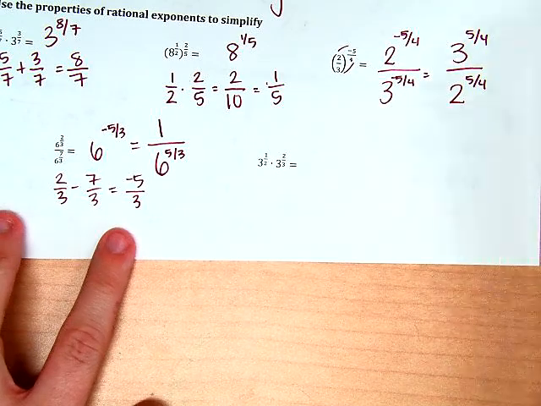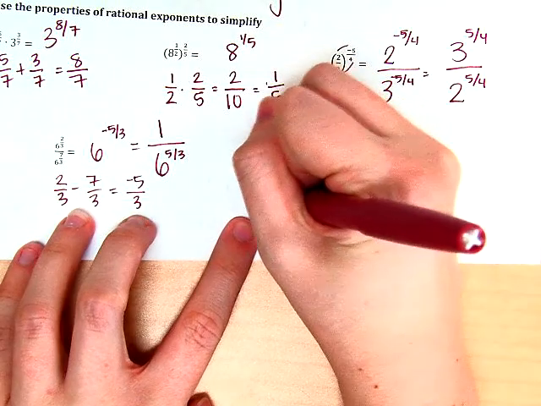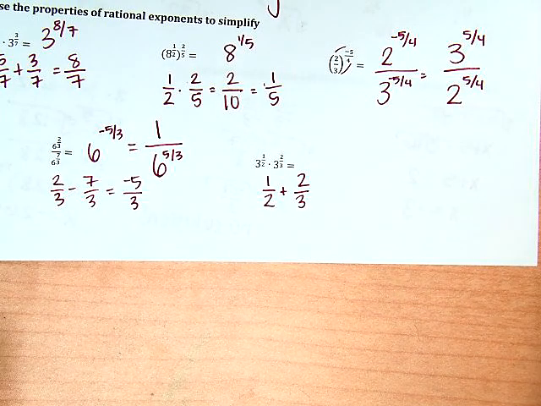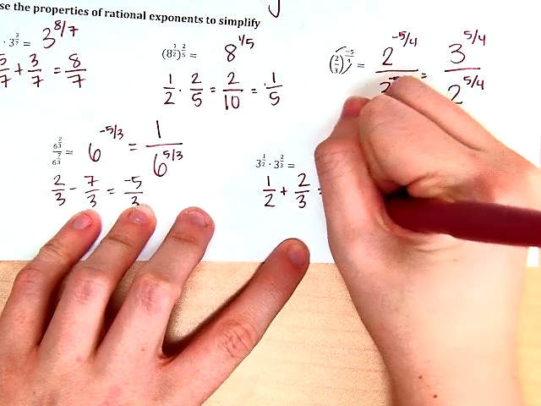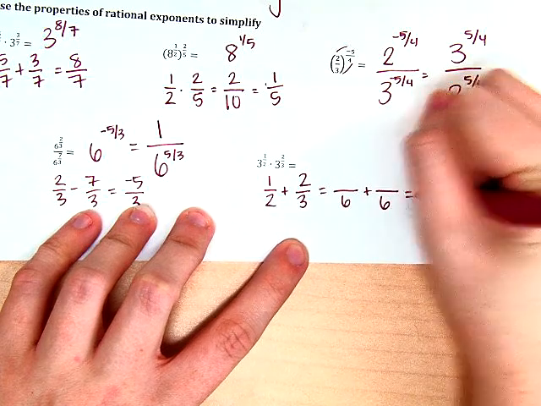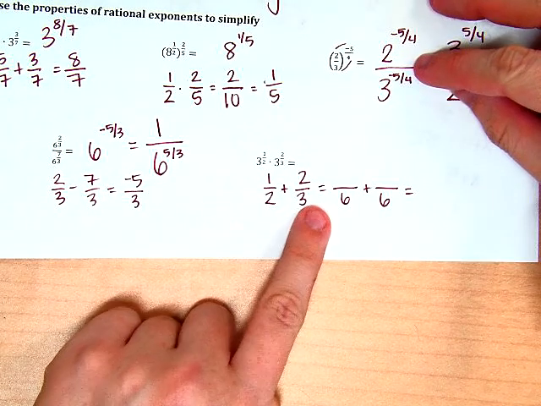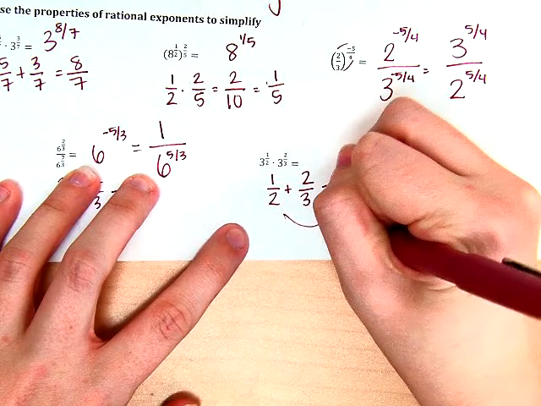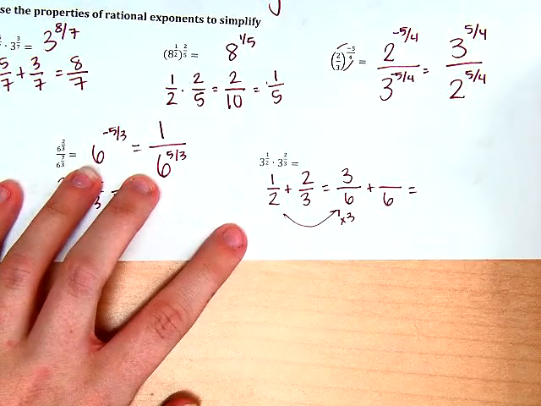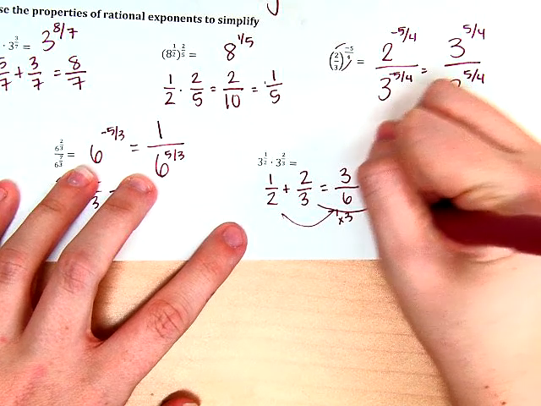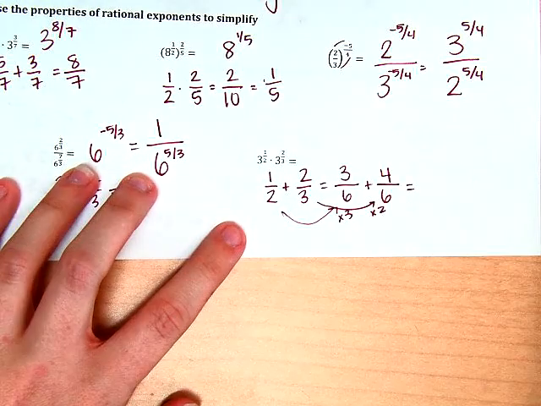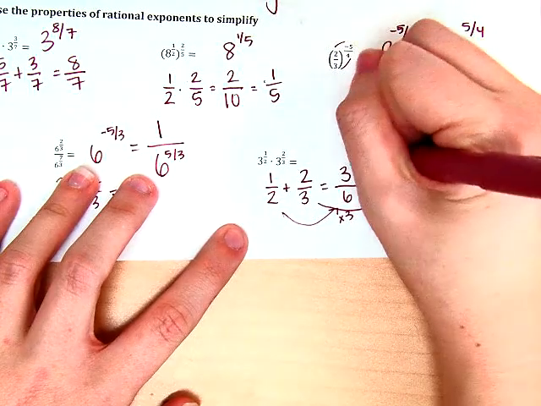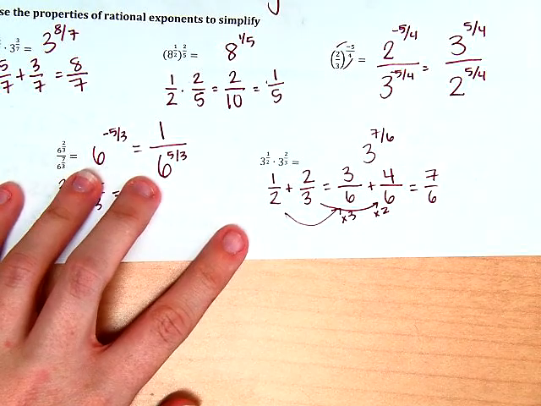One more. Now when I'm multiplying these, I got to add their exponents. So 1/2 plus 2/3. Now here's where it gets tricky. When I'm adding these, I need a common denominator. So we're going to make our common denominator 6. To get from 2 to 6, I had to multiply by 3. So I'm going to multiply by 3 on top again. To get from 3 to 6, I multiplied by 2. So I'm going to multiply by 2 on top, and I get 4. 3/6 plus 4/6 gives me 7/6. So I have 3 to the power of 7/6.